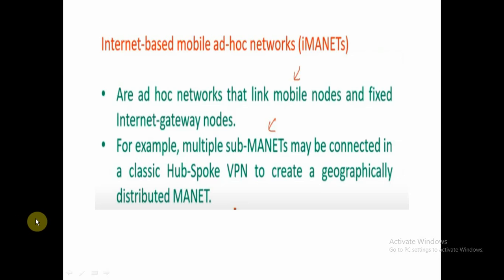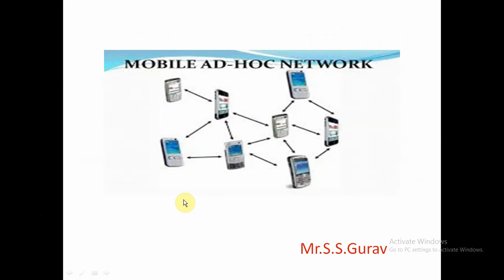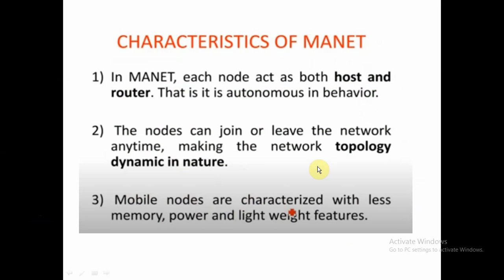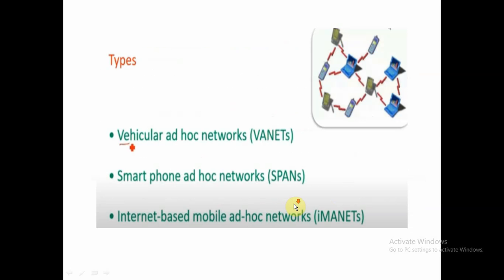Today we see in the mobile ad hoc network what the actual basic definition is. Nodes communicate with each other with a self-configuring infrastructure. What are the characteristics of MANET? Each node acts as both host and router. Dynamic nature, weight features, light features, some identical features. What is the radio range?